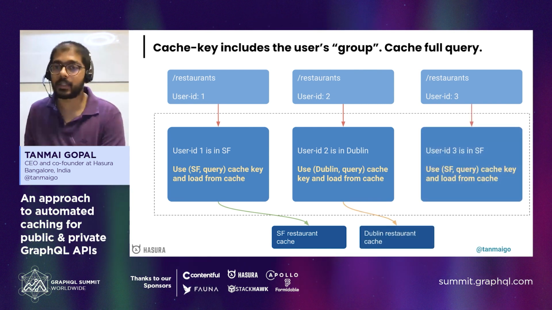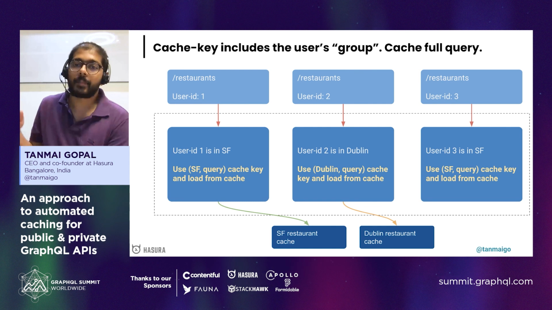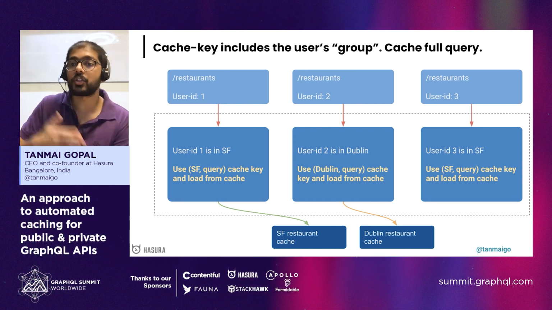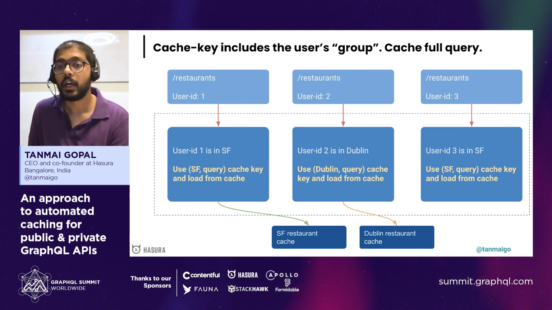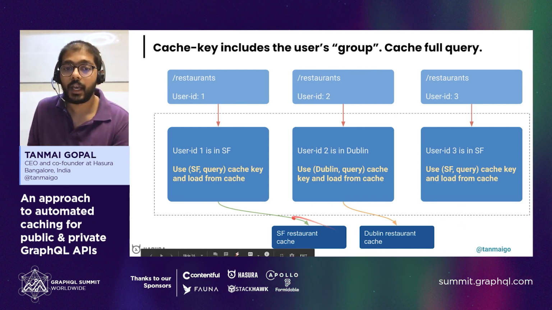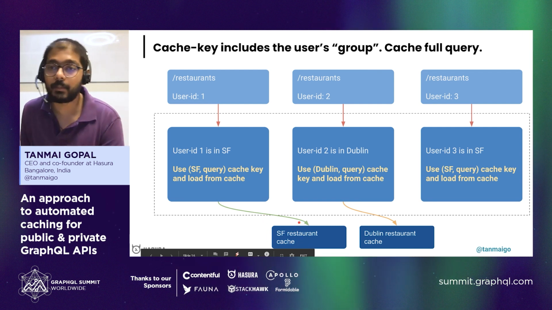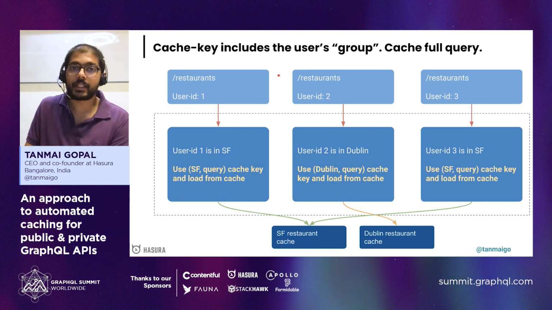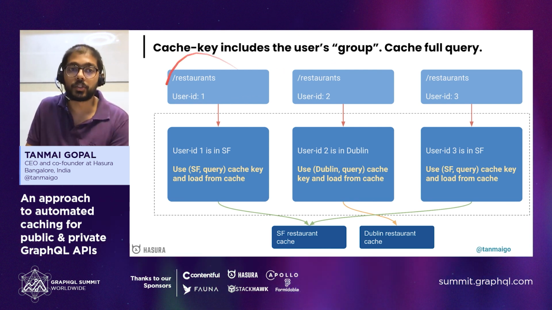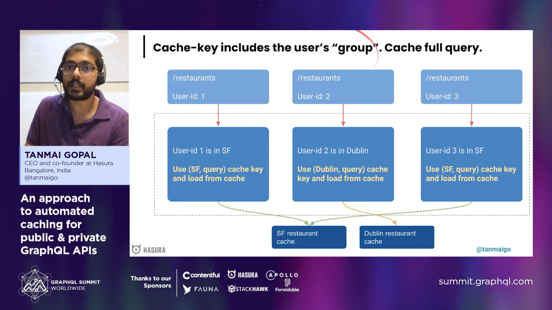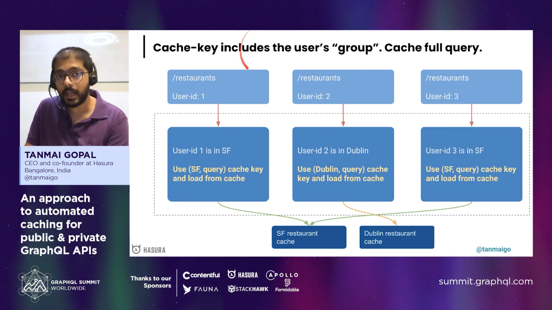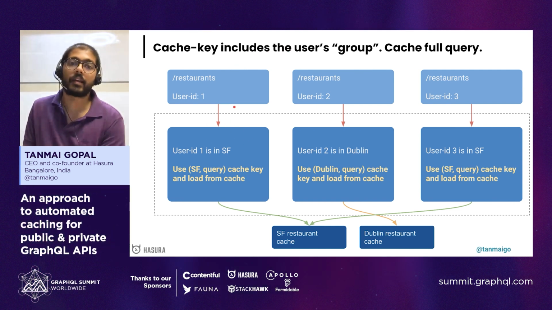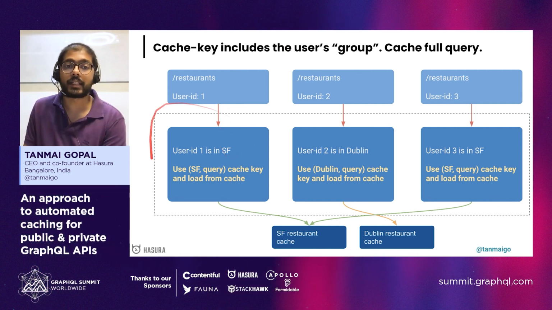And now when a repeated query comes in from a completely different user that happens to be in the same location, because you're going to use the same SF comma query or location comma query as the cache key, when you hit the cache, you're going to get a cache hit, and you're going to be able to load it from this previously populated cache that you already had, right? So the cache key is automatically able to include the user's group. We got this ability to automate things because we made the rules of how that data fetch happens declarative, and that allows us to cache the entire query.